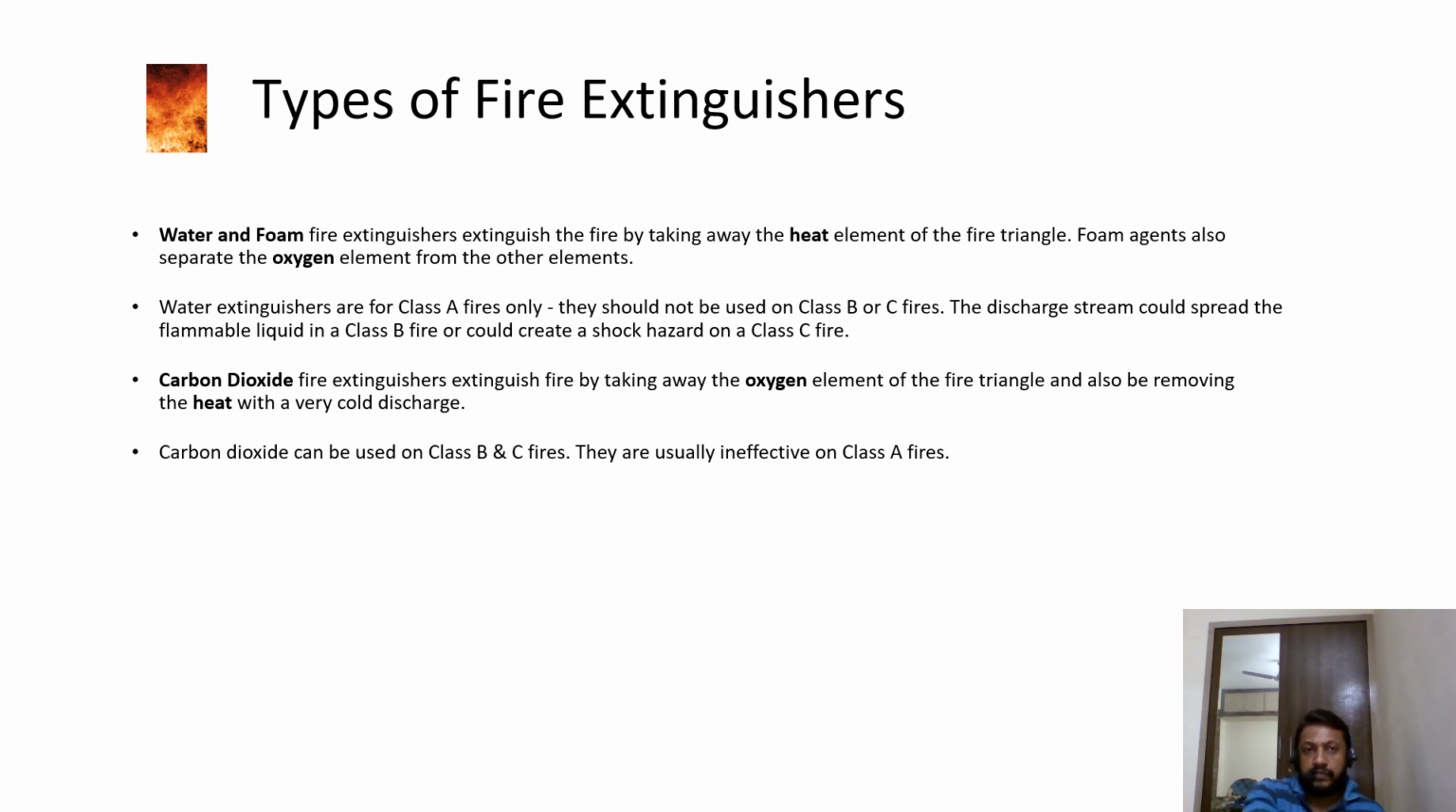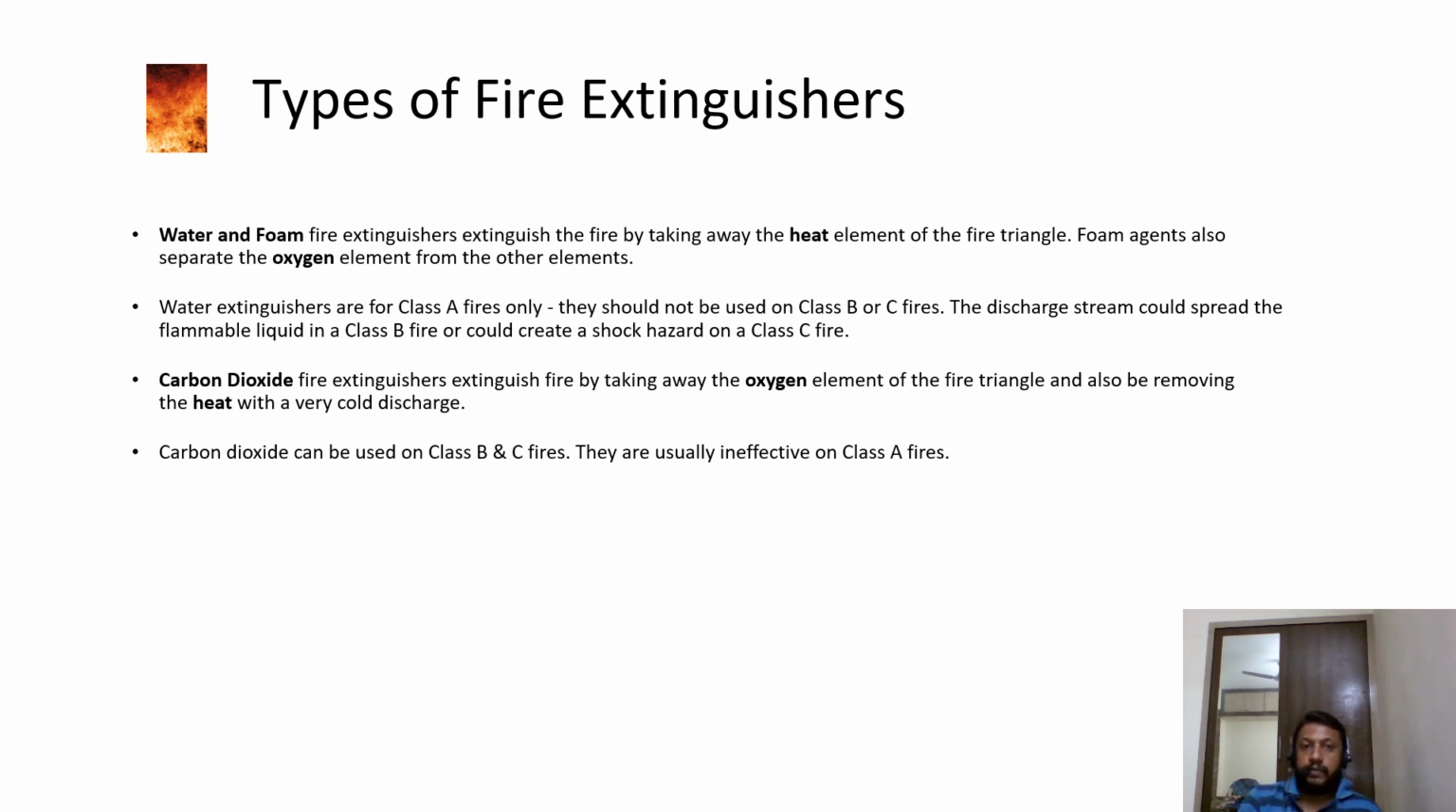Then the carbon dioxide fire extinguisher. This extinguishes by taking away the oxygen element of the fire triangle and also by removing the heat with the very cold discharge. So here again it cuts down two elements, that is oxygen and the heat produced. So what happens? Again the fire extinguishes. This carbon dioxide can be used on class B and class C fire.